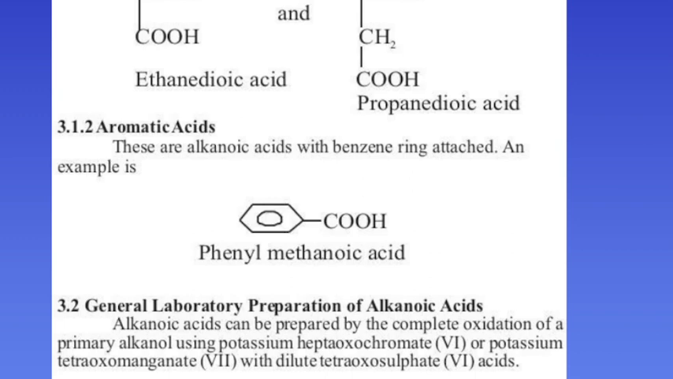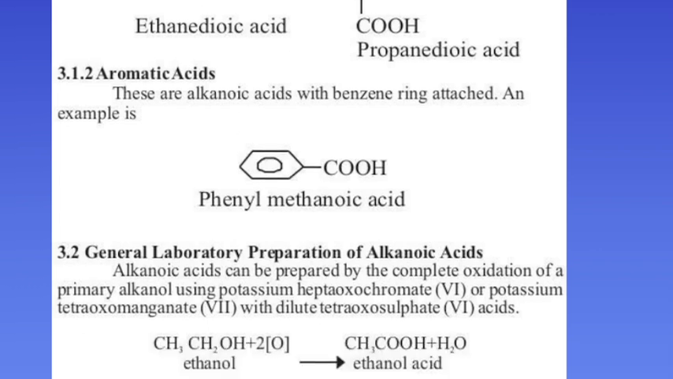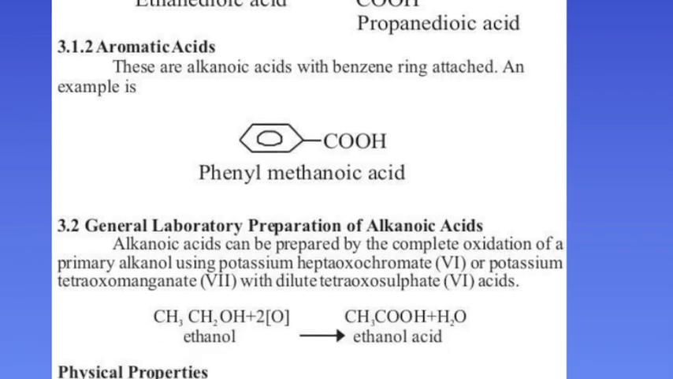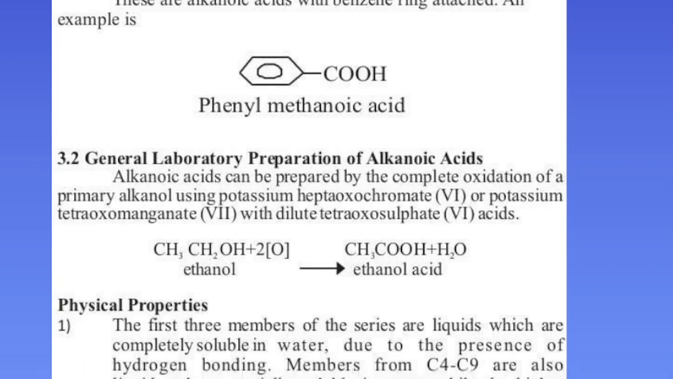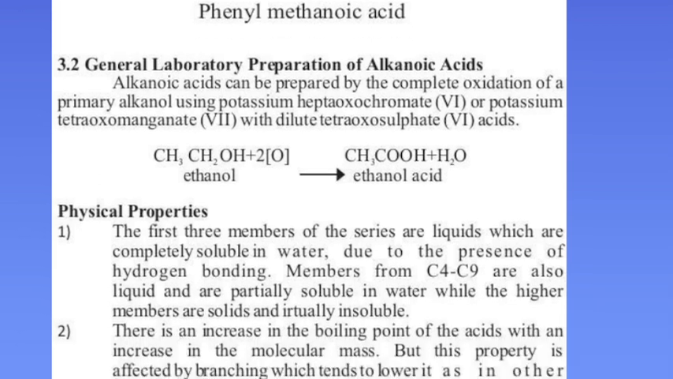On the other hand, we have the aromatic acids. These are alkanoic acids with benzene rings attached to them. So once you have a carboxylic group attached to a benzene ring, then you have your aromatics. An example is your benzene carboxylic acid, or your phenyl methanoic acid.